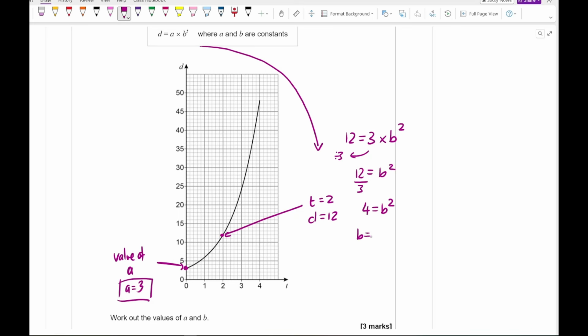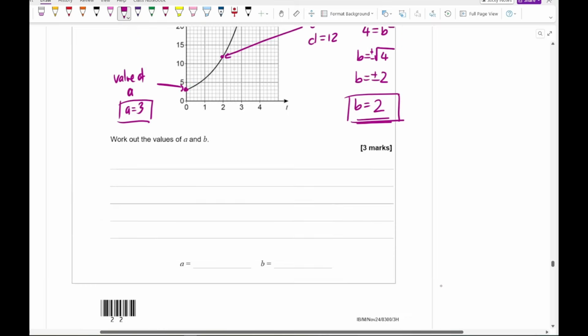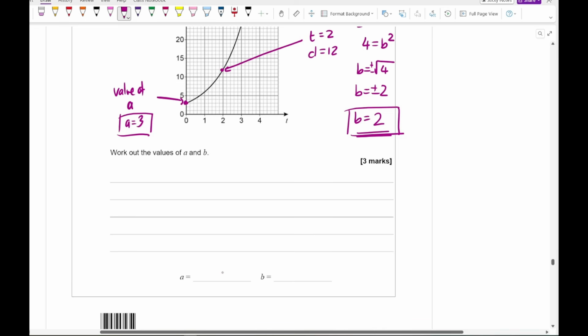So b is going to equal the square root of 4, plus or minus. So b equals plus or minus 2. Now, for this particular question, because we've got an increasing term, b must be positive. So b equals 2. And there we go. But it's still important for us to write that b could equal a negative number. So here we're just writing that a equals 3 and b equals 2.